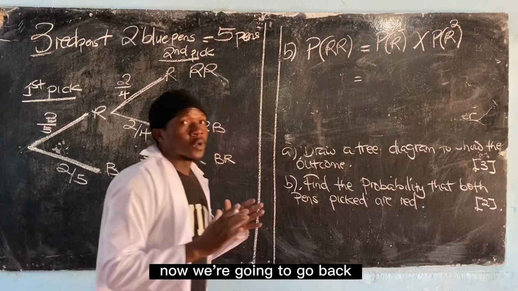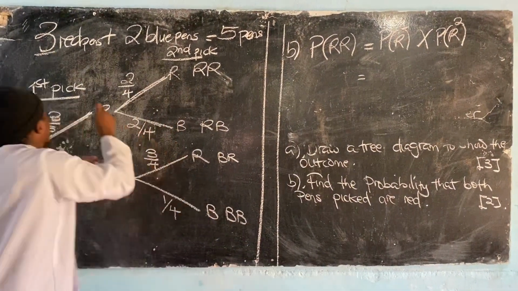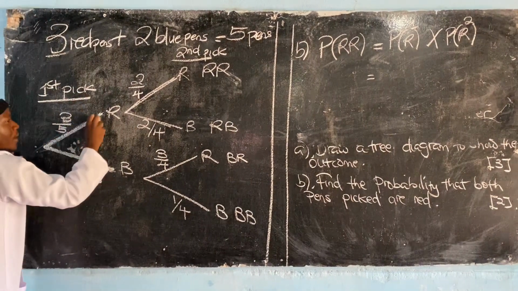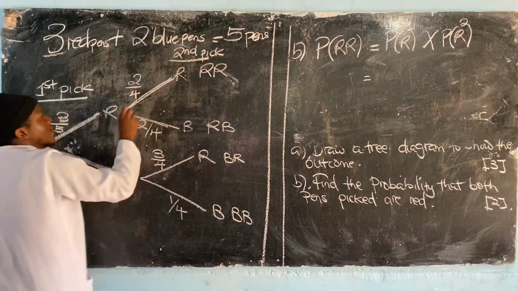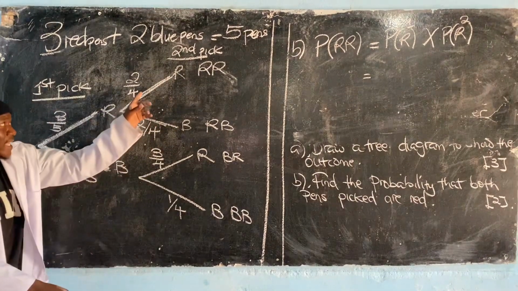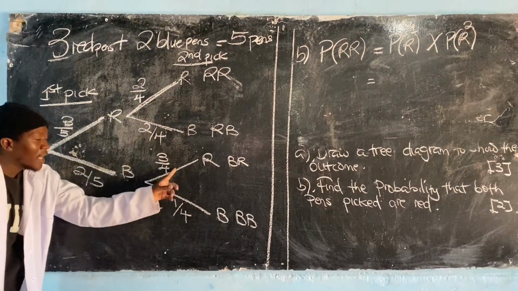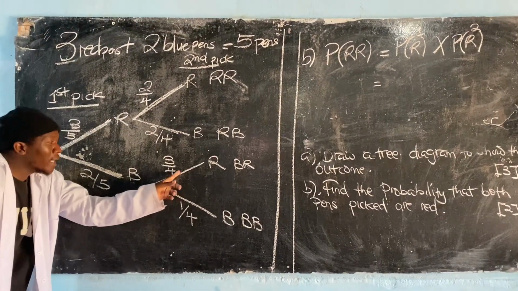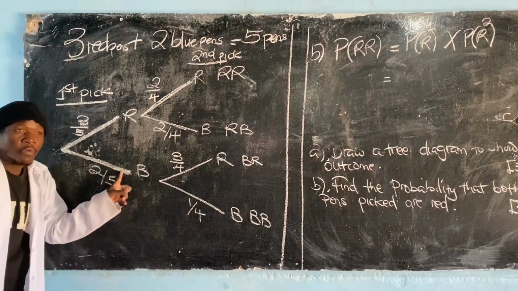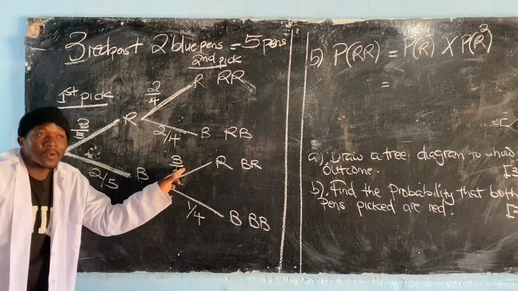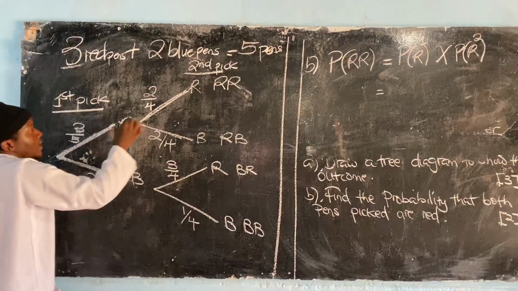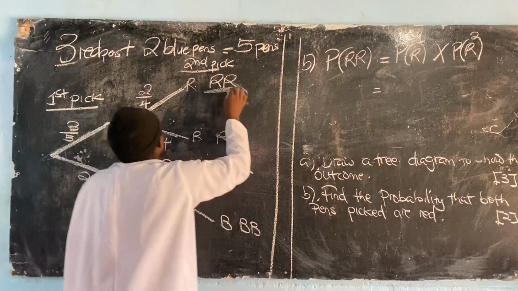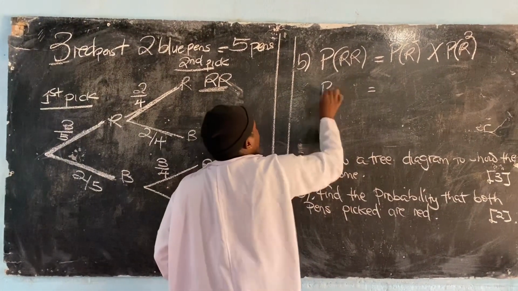Now, we're going to go back to our diagram. From the first pick, this is our red. For the second pick, this is our red. Quite alright, there is this red and this red. But this red is only there because we started with a blue, which makes this red to be excluded. So I'm going to say red, red, which is here. So I'm going to multiply the outcomes.